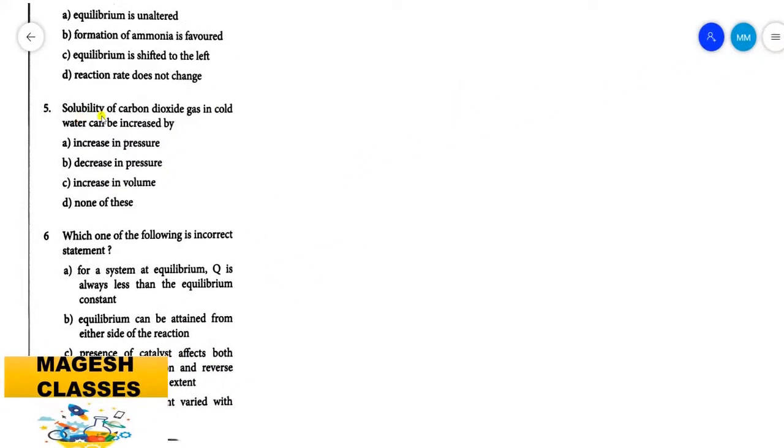Question number 5. The solubility of carbon dioxide gas in cold water can be increased by: increase in pressure, decrease in pressure, increase in volume, it is also decrease in pressure, none of this. From the options itself, two are the same, the decrease in pressure and increase in volume. Now consider the equation. What is the solubility of carbon dioxide? By writing the equation, carbon dioxide is a gas dissolving in water, which is a liquid, to give carbonic acid, which is also a liquid.